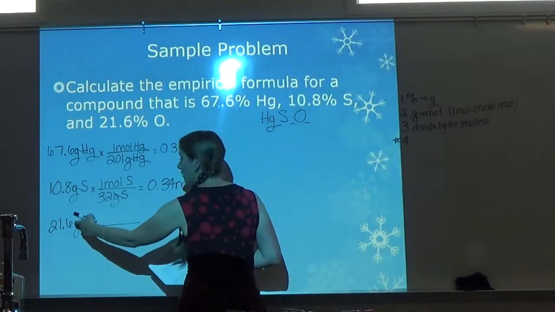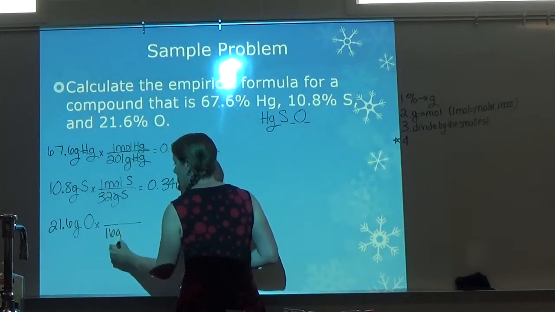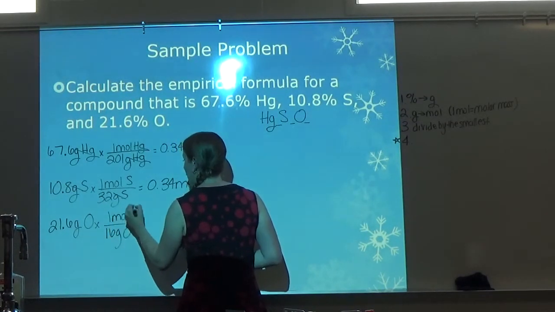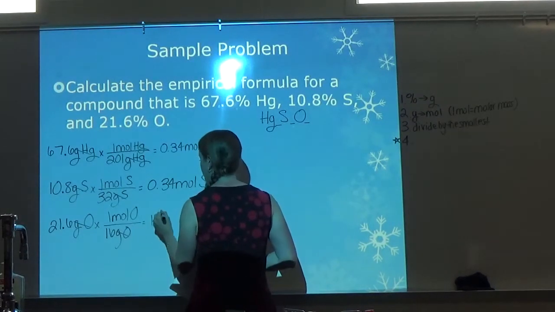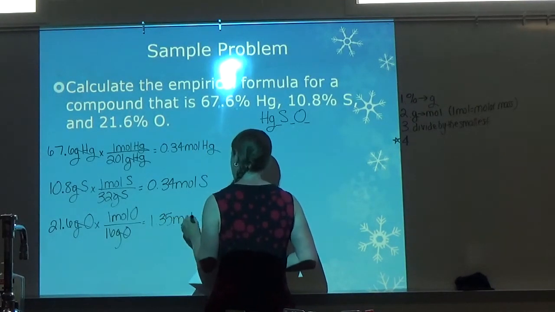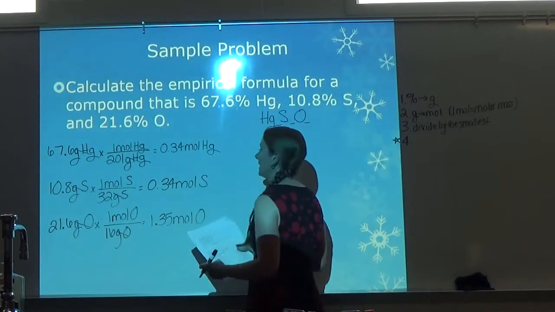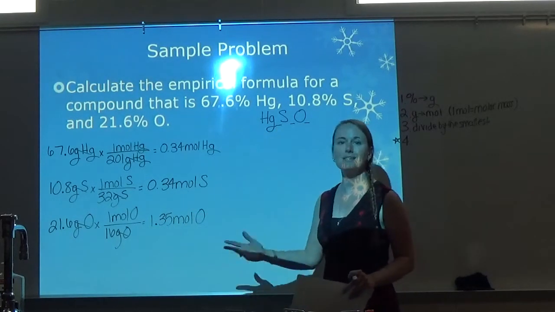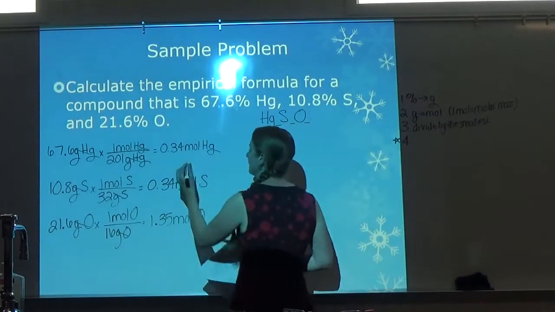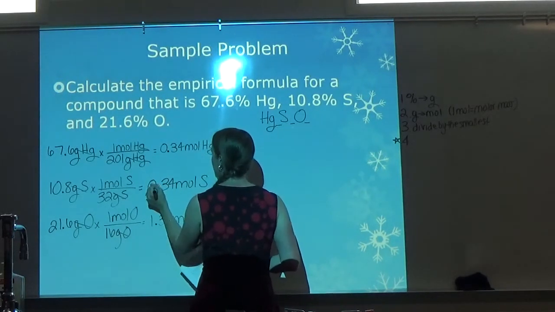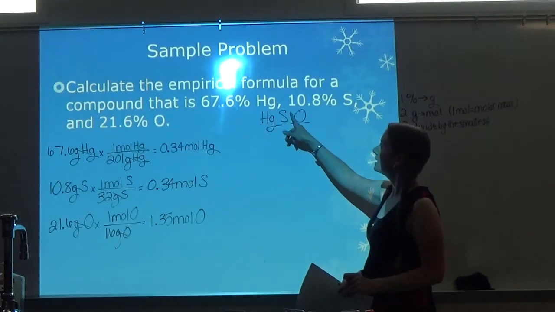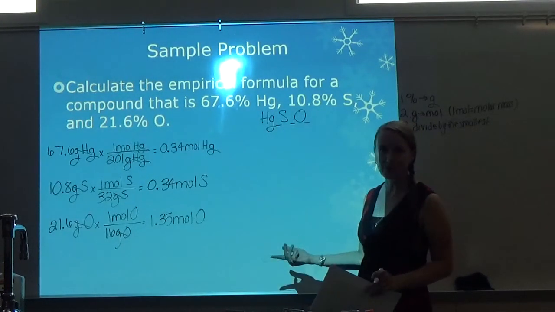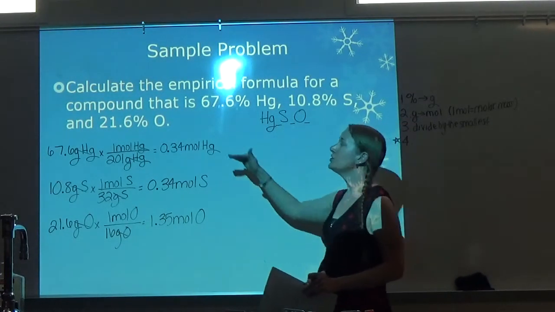So I follow my golden rule. So 16 grams goes on bottom, 1 mole goes on top. And so once I divide, I get 1.35 moles of oxygen. Now, technically, these are supposed to be the subscripts. But obviously, it doesn't make any sense to have a decimal as a subscript. Like, I can't have Hg 0.34, S 0.34, O 1.35. But the thing is, the ratio is correct.